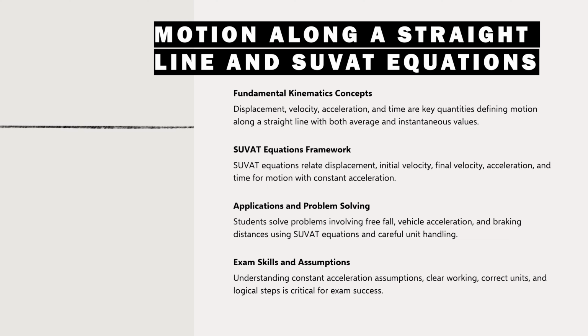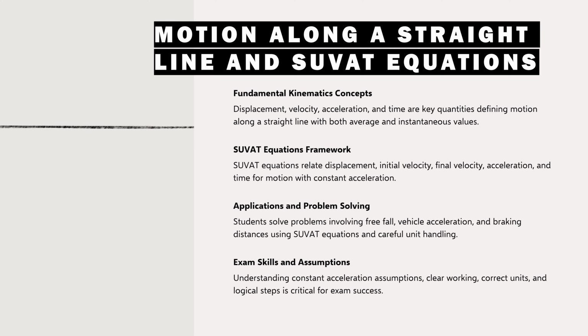These equations allow students to solve a wide range of problems, from objects falling under gravity to vehicles accelerating uniformly. A common application is free fall near the Earth's surface, where acceleration is equal to the gravitational field strength g, approximately 9.81 m/s². Students are expected to select appropriate equations, substitute values carefully, and consider direction by assigning correct signs to quantities.